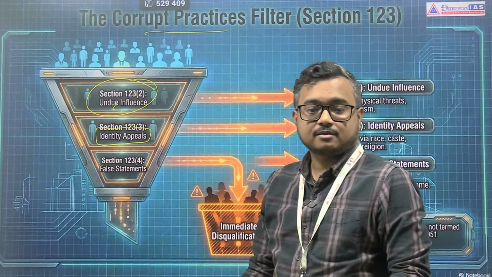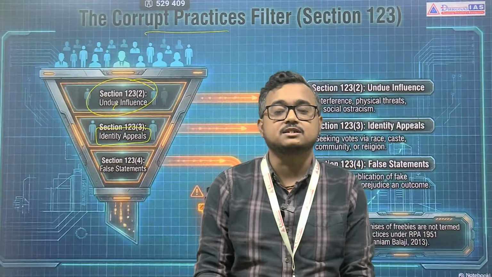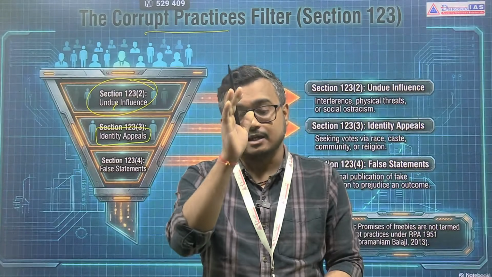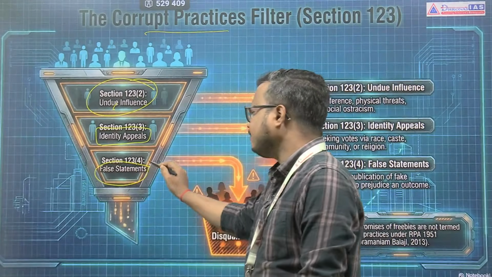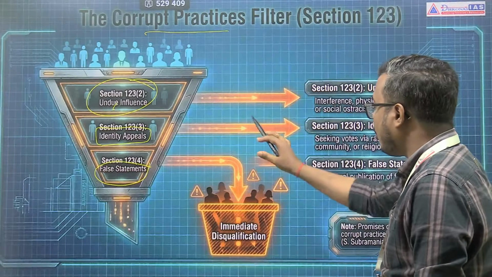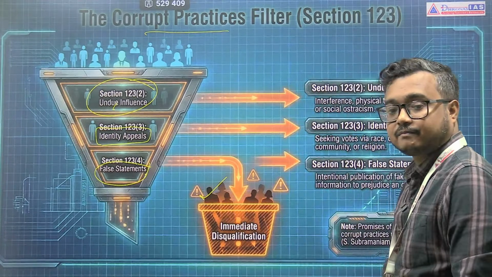Identity appeals, you cannot do that. You cannot appeal to a certain caste, certain religion, certain personality for that, because then you will be discriminating against the voters. And what about false statements? Obviously the lies and everything. So all these, see, false statement, if it is proven, that's automatic disqualification.